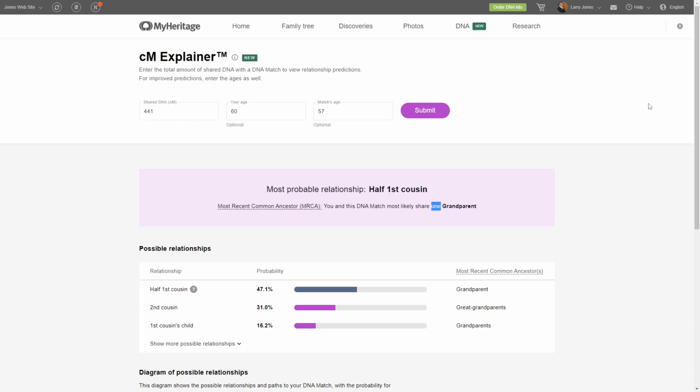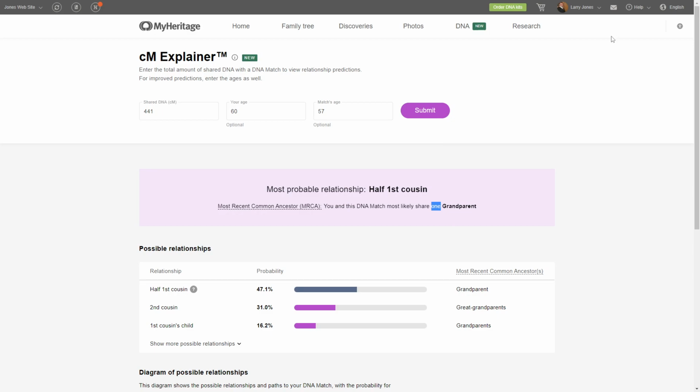This thing, it's your one-stop shop and says, enter the centimorgan, enter your age and the age of the other person, and I'll tell you how you're related. That is pretty darn amazing, folks. It's what all the other tools are trying to do, and it does it for you.